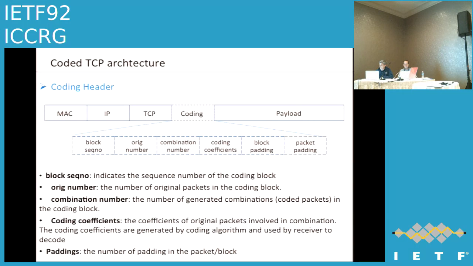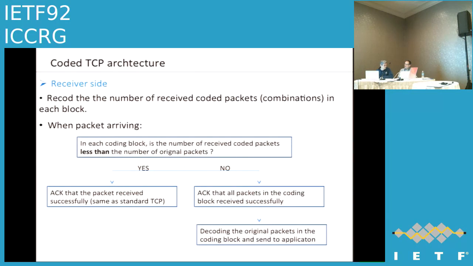Next, please. And this is the process of the receiver side. The receiver side records the number of the received coded packets, and in each block, when a packet arrives, the receiver checks whether the number of the received coded packets is less than the number of the original packets. If yes, it indicates that the packet is received successfully. This is just the same as the standard TCP. And if no, it indicates that all packets in the coding block are received successfully. In this case, there is no need to wait to receive other packets in each coding block, and it can decode the packet successfully. Okay, next please.